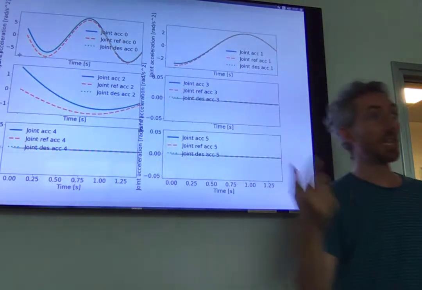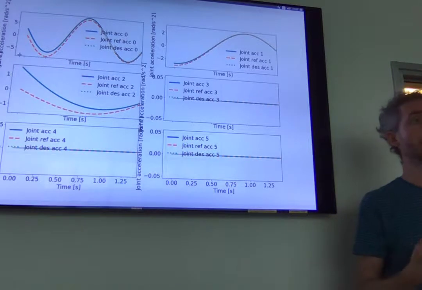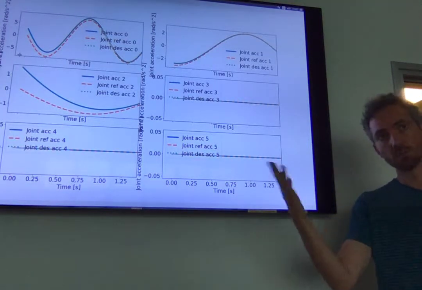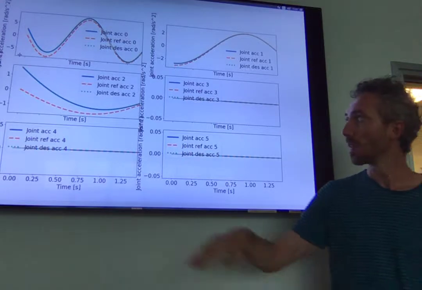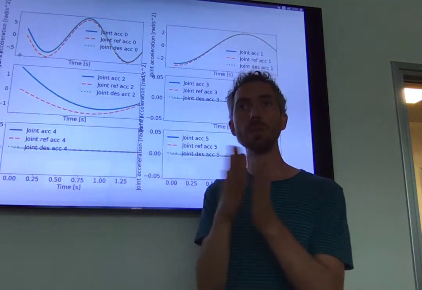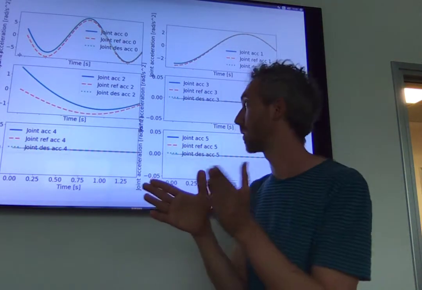In general, we will see later that when you start adding other tasks, such as joint velocity limits or more complicated things, these two curves may be not equal. Okay.